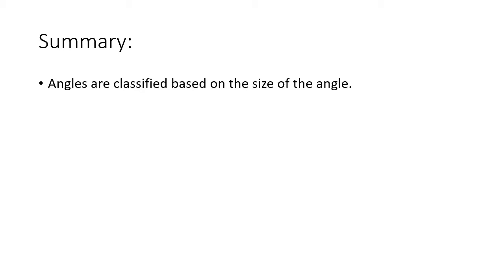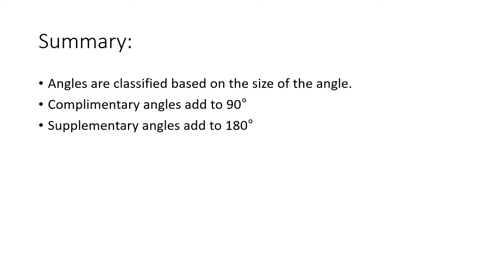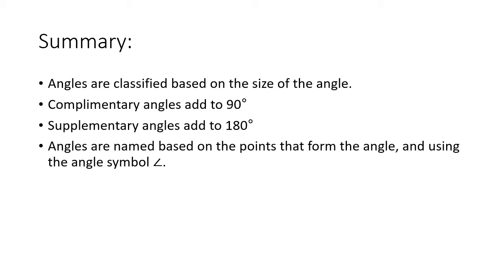Okay, so in summary, we have that angles are classified, and so they're named based on the size of the angle. For the classifications that you don't remember, just make sure that you put those in your notebook and then have that handy for when you're doing exercises. And when it comes to doing assessments, just make sure that you've got a good reference sheet with this information on it. Complementary angles add to 90 degrees. Supplementary angles add to 180 degrees. And angles are named based on the points that form the angle and using the angle symbol.